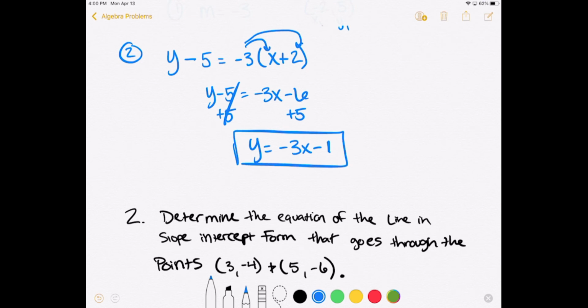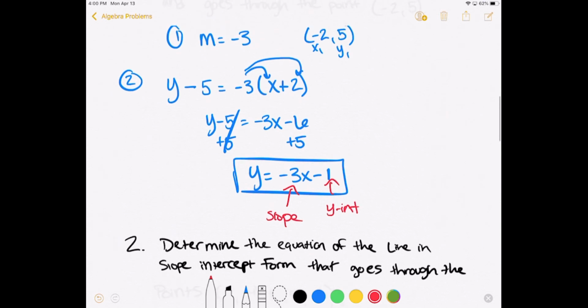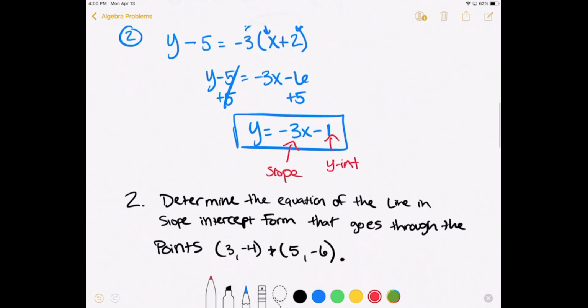And that problem's done. Okay, we have it in slope-intercept form. I can clearly see that my slope is -3 and my y-intercept is -1. So we've done that one the way I want it done. Okay, so that's the first type.